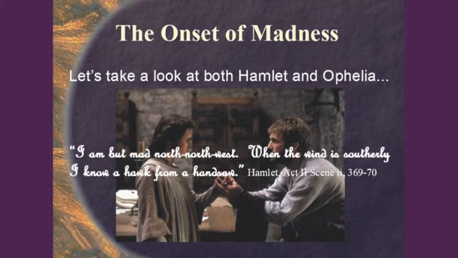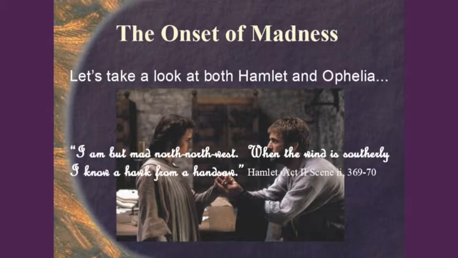Hamlet claimed in Act 2, Scene 2, that, "I am but mad north, and west. When the wind is southerly, I know a hawk from a handsaw." Basically, Hamlet is giving clues to the fact that he is not always mad as it may seem.